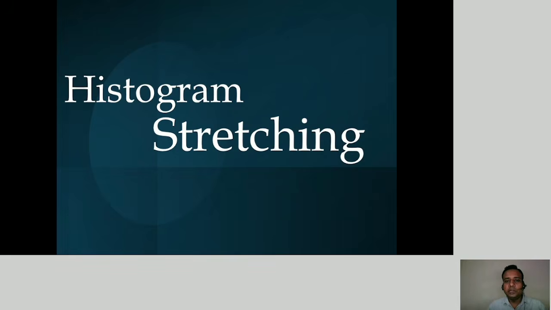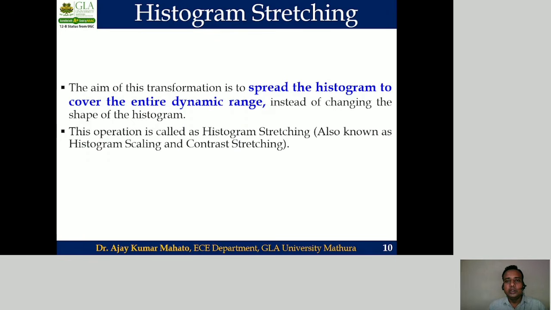The first method of image enhancement based on histogram processing is histogram stretching. Histogram stretching is otherwise also known as histogram scaling and contrast stretching. In histogram stretching, we stretch the histogram of the digital input image to its entire dynamic range, and as a result we obtain an enhanced image output. So in order to understand histogram stretching, let us take an example.